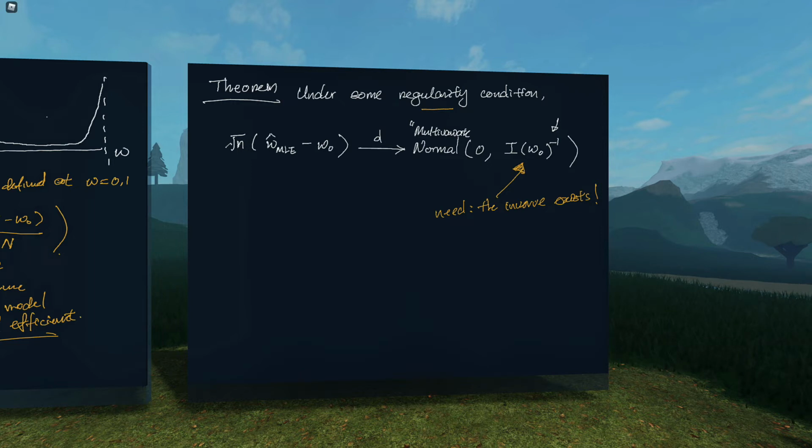So, definition: a model is regular if it satisfies two conditions. One is the non-degeneracy condition that Dan was alluding to last week, and it is phrased as the identifiability of the model.